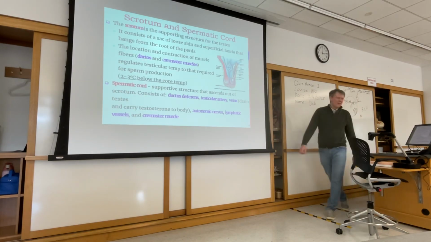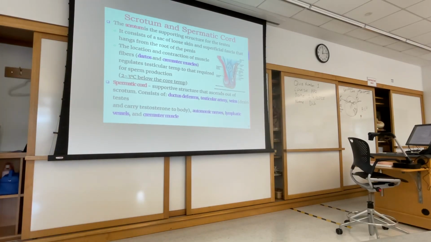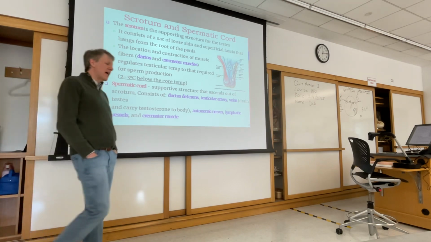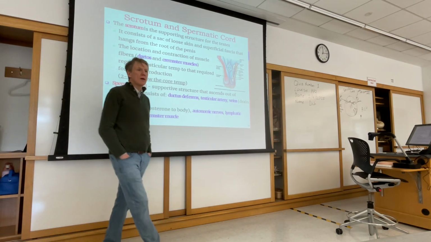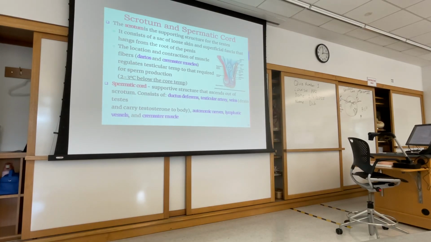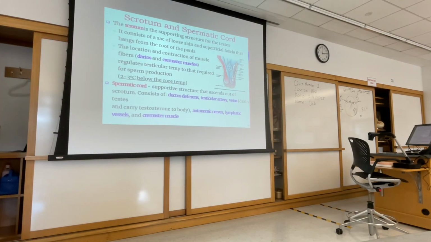All right. Next, we have the supporting structures, so the scrotum and the spermatic cord. The scrotum is literally the sac that the testes are inside. Why are the testes inside the scrotum? Why aren't they just inside of your body cavity like the ovaries are? Temperature, all right? For whatever reason, sperm like a cooler temperature for spermatogenesis. They like a temperature that's 2 to 3 degrees centigrade below your core temperature.